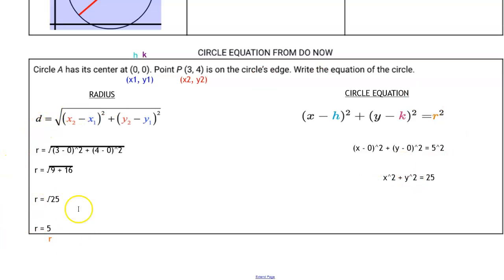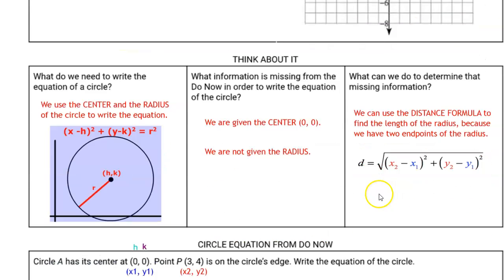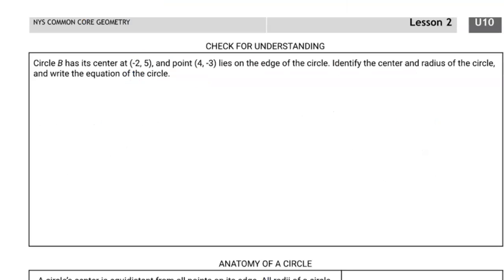Speaking of the radius of the circle, going back a little bit, that radius was equal to 5. And as you remember, in the do now, that radius looked suspiciously close to 5 anyway. So it turns out that we were able to verify the fact that the radius is 5, which we suspected from the do now when we graphed it. All right, moving on to the check for understanding.